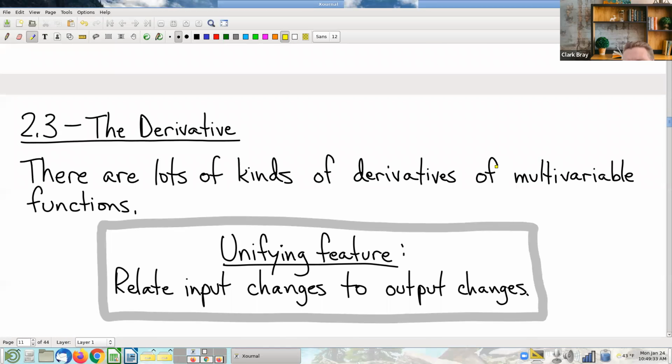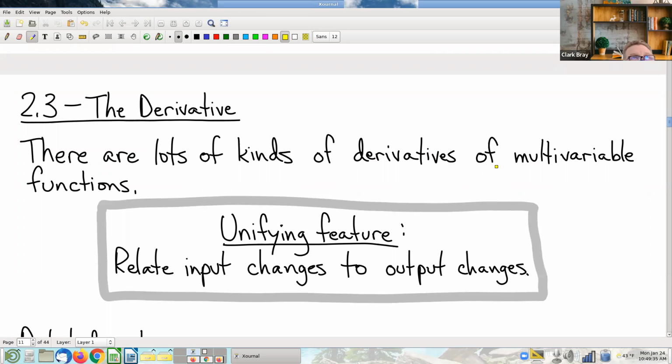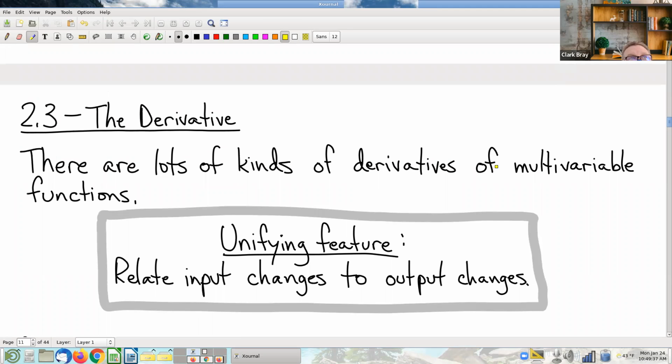Okay, so on to calculus. Week 4 in a course titled calculus, and we're finally going to do some calculus. So we're going to start with a derivative, of course.